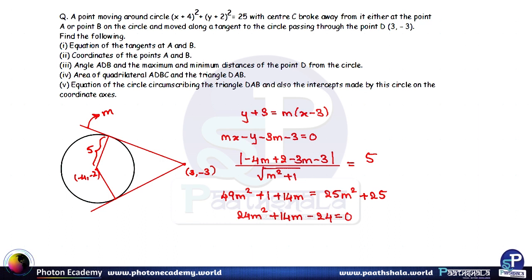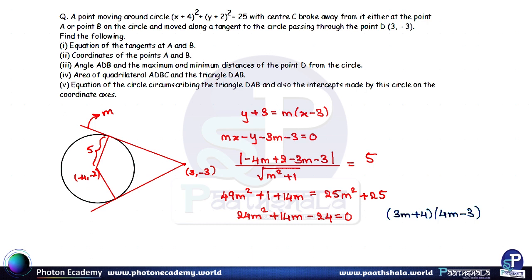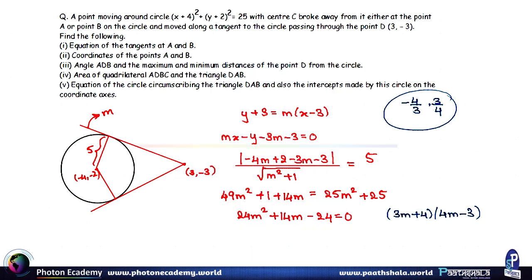So this is 12m square plus 7m minus 12 is equal to 0, and on factorizing we will get the factors as (3m plus 4) and (4m minus 3). Okay, so the slopes of the two tangents are -4/3 and 3/4. Okay, so these are the slopes of the tangents, and now to find out the equations of the tangents, we just have to substitute the slopes in these equations. So let's start doing that.